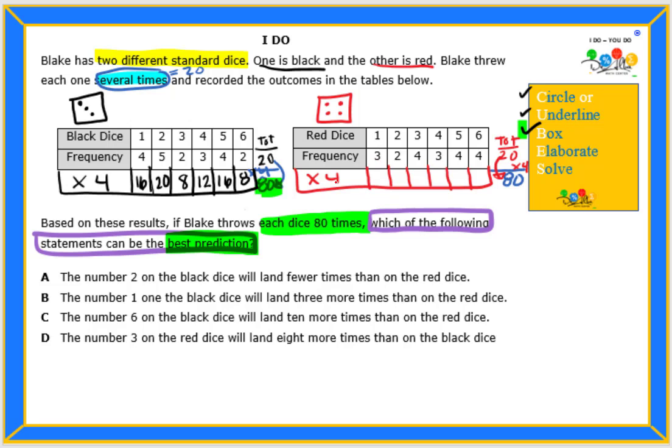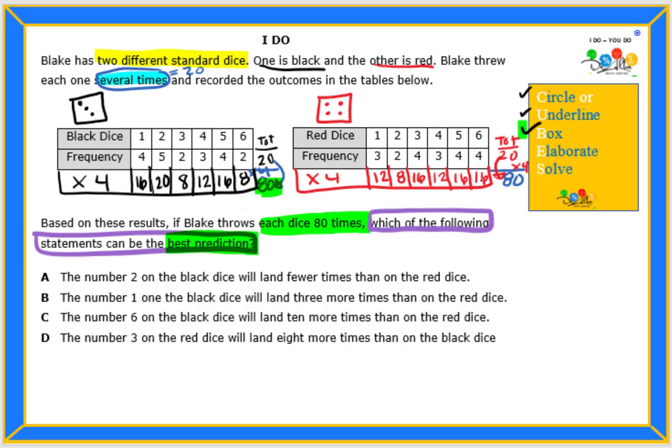So 3 times 4 is 12. 2 times 4 is 8. 4 times 4 is 16. 3 times 4 is 12. 4 times 4 is 16. And 4 times 4 is 16.